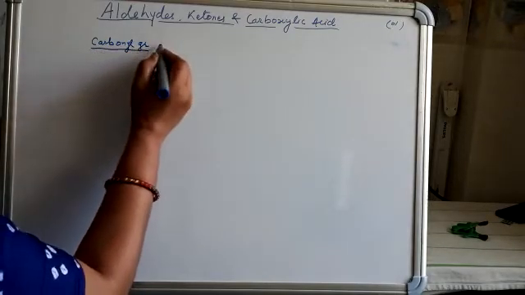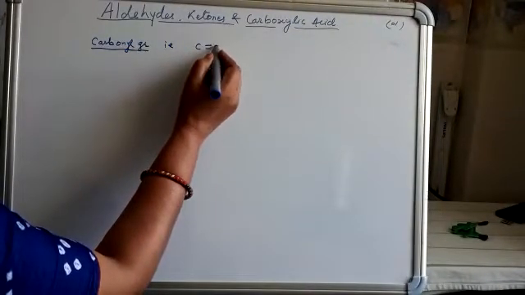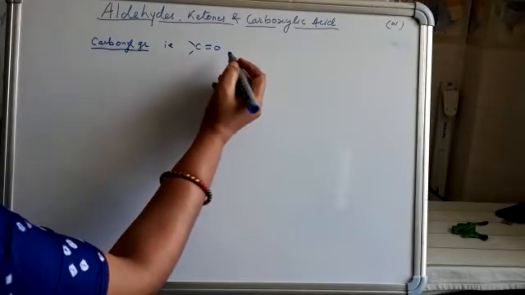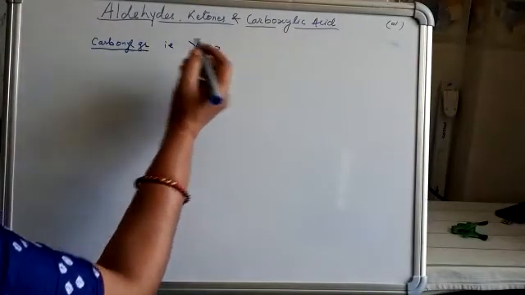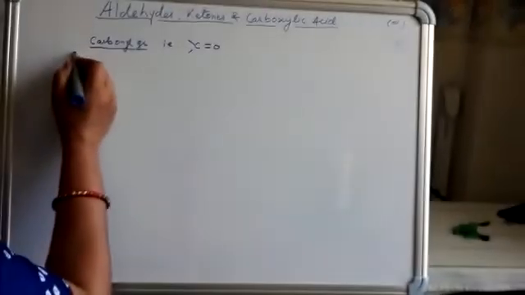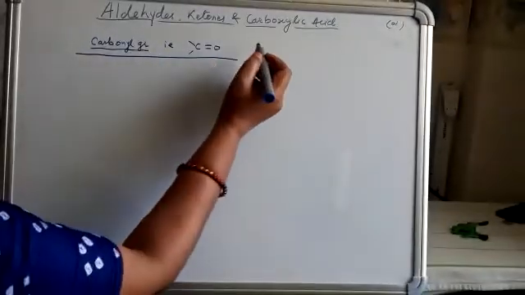Carbonyl group means a group in which there is a carbon-oxygen double bond, which is one of the most important functional groups in organic chemistry. At first, we shall study the carbonyl group: aldehyde, ketone and acid. At first, see the example.